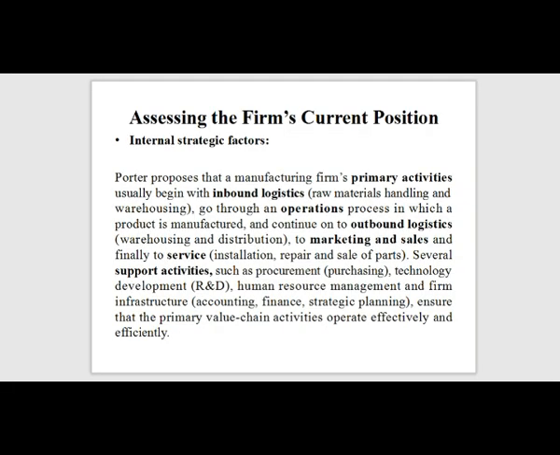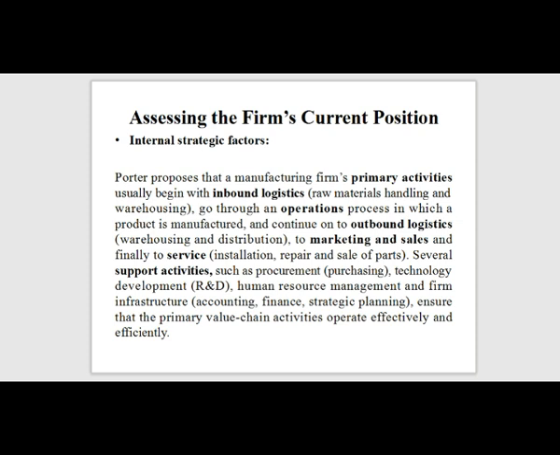Assessing the firm's current position. Internal strategic factors: critical strengths and weaknesses that are likely to determine if the firm will be able to take advantage of opportunities while avoiding threats. Porter proposes that a manufacturing firm's primary activities usually begin with inbound logistics, which includes activities like raw material handling and warehousing. They go through an operations process in which a product is manufactured and continue on to outbound logistics, which is warehousing and distribution, to marketing and sales, and finally to service, which includes activities like installation, repair, and sale of parts.